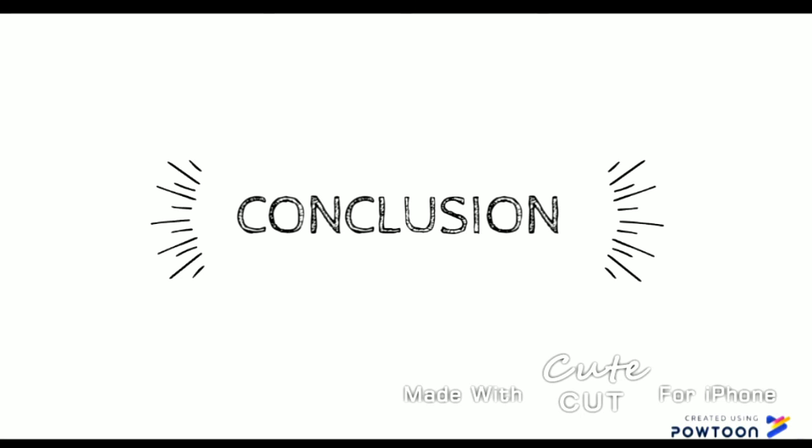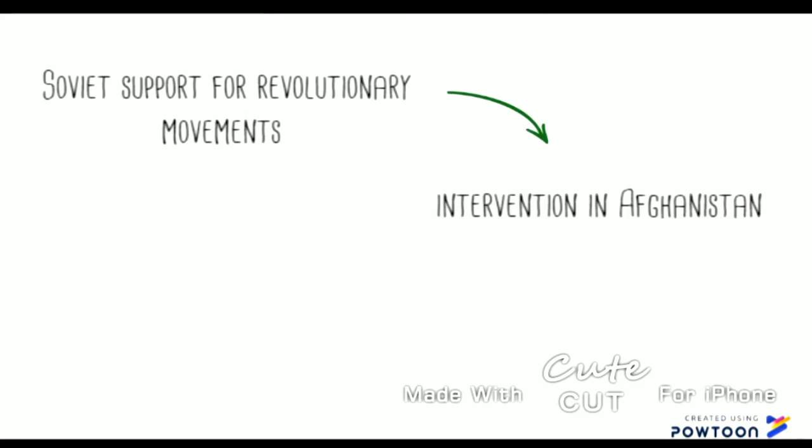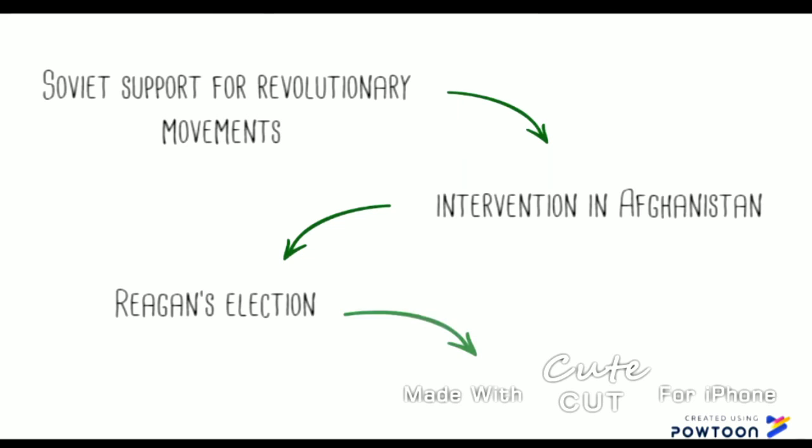Finally, we have what caused the end of the détente, which was the Soviet Union's closeness and support of the revolutionary movements in the Third World that later caused the invasion and intervention in Afghanistan. And also, we have Reagan's election, which caused the détente to dissolve since his ideals opposed it.